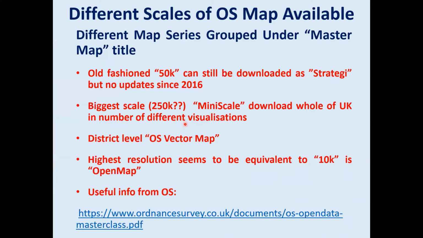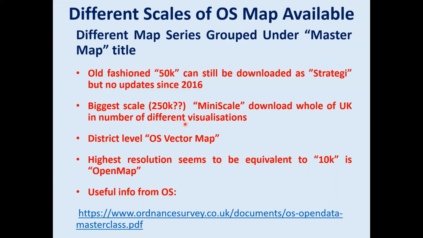There are a number of different scales of OS map available, and they're currently grouped under the title of the Master Map series. An old-fashioned 50K can still be downloaded, and it's called Strategy, but it does warn you on the website there haven't been any updates since 2016.